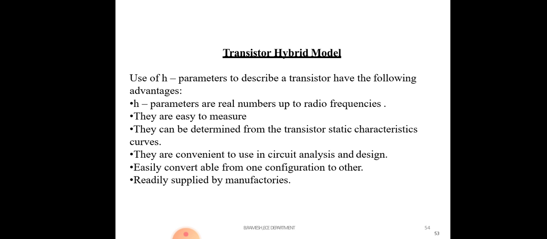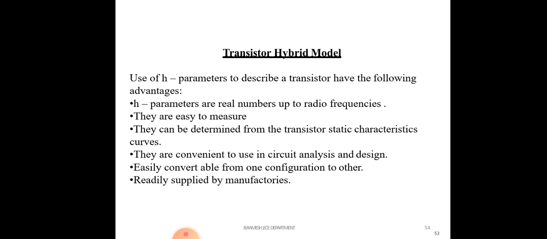Use of h parameters to describe a transistor has the following advantages. H parameters are real numbers up to radio frequencies. They are easy to measure, so we can easily measure the h parameter values. They can be determined from the transistor static characteristic curves.